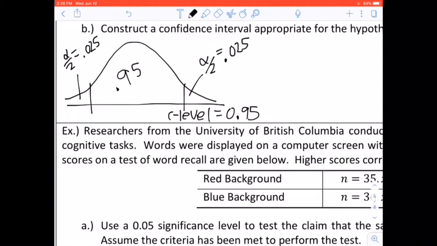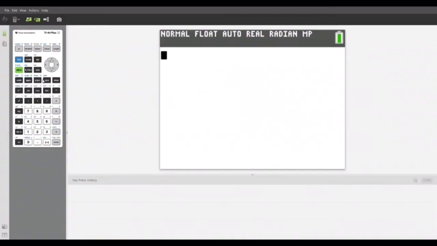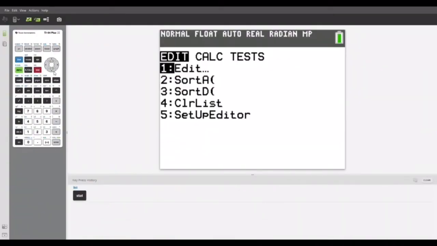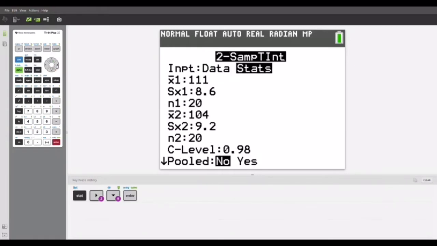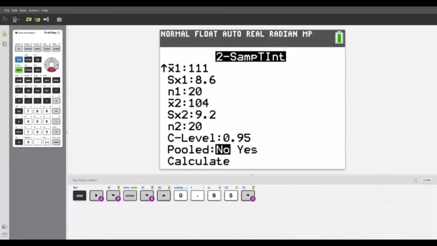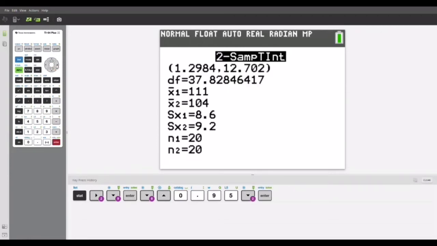So we're going to need to use our calculator to come up with our confidence interval. On your calculator, go to Stat, Test, 2SampTInt. We are dealing with statistics. Put all your numbers in. Your confidence level on this one is 95%. Again, pooled is no, and then calculate. And you get your lower bound and your upper bound.